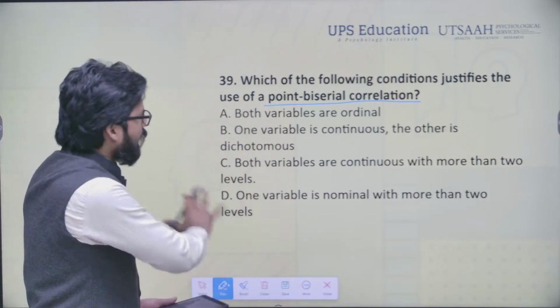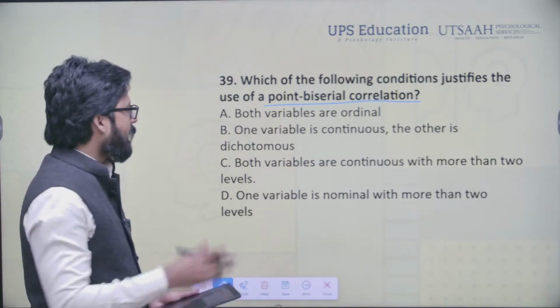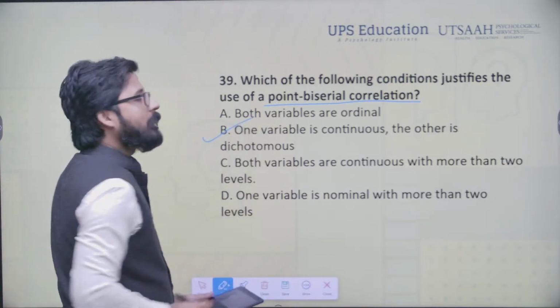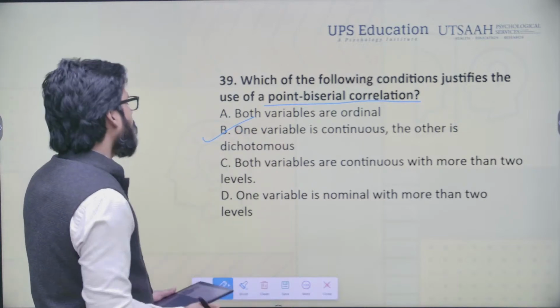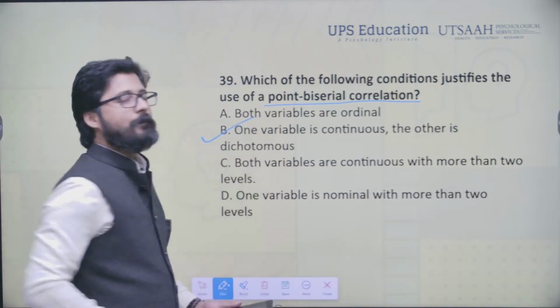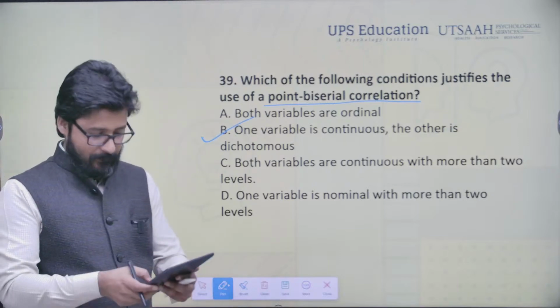So if you look into all these options, you can find that B will be the closest one. One variable is continuous, the other is dichotomous. We can say B will be the right answer, right?